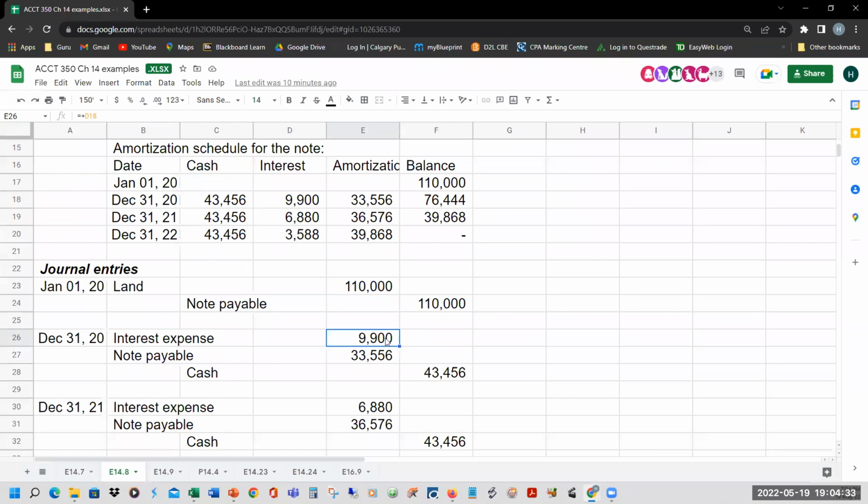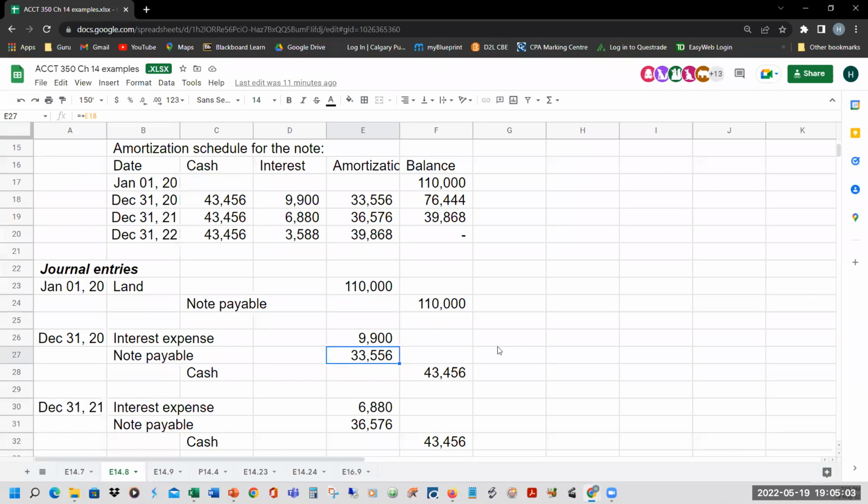$9,900. Now the difference between the cash that I pay, $43,456, and the interest expense that I record, right? See, cash is an asset. Crediting cash reduces the asset. Interest expense will hit the income statement. The difference here is debited to the note payable. And note payable, remember, is a liability. When you debit a liability, you reduce the liability.